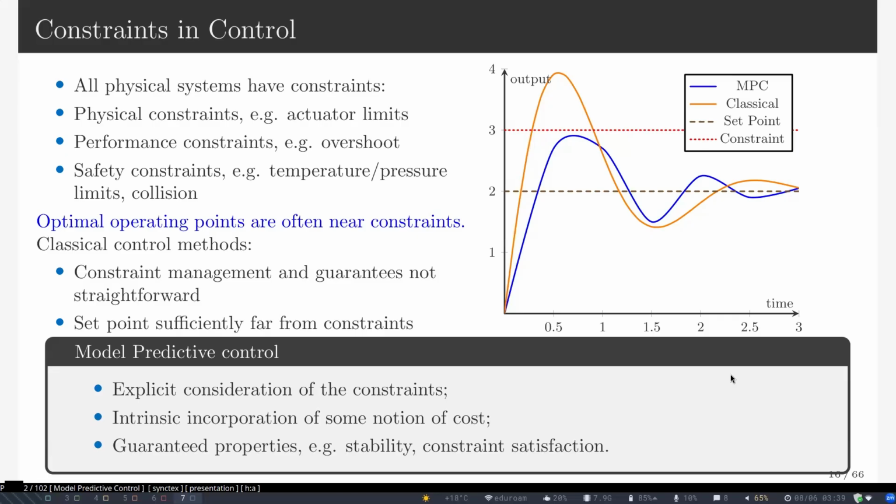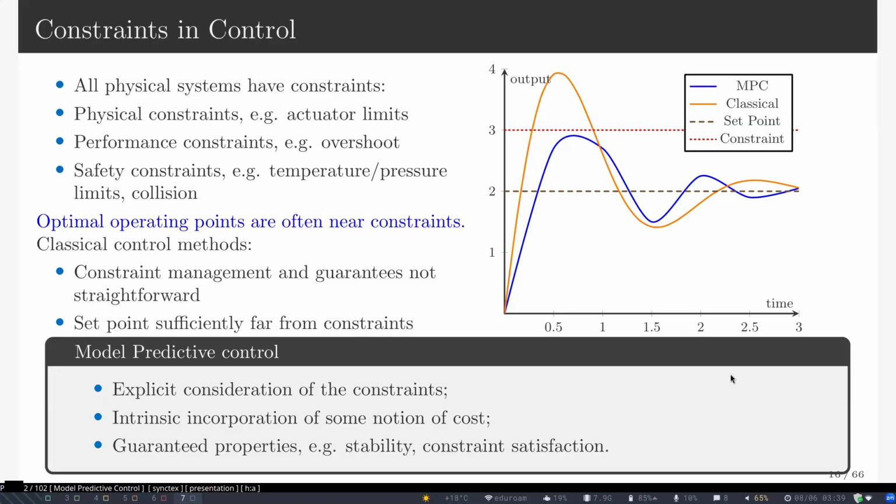Performance constraints might be things like overshoot. I don't want the power that I inject into the system to pass its circuit. I don't want to go higher than a level. And I might have safety constraints. This might be a performance desire: I don't want ringing in my system. But there might be dangerous things as well. I don't want things to blow up.